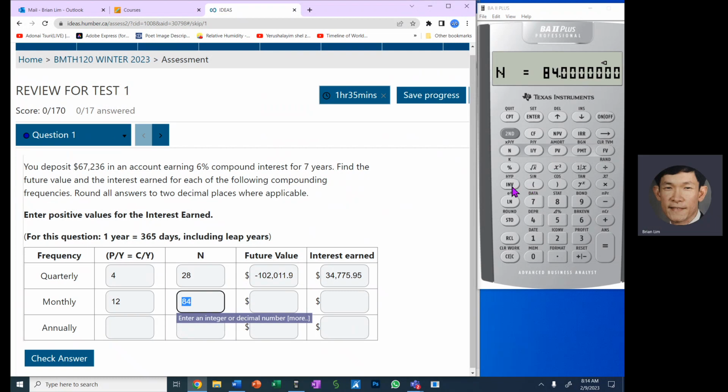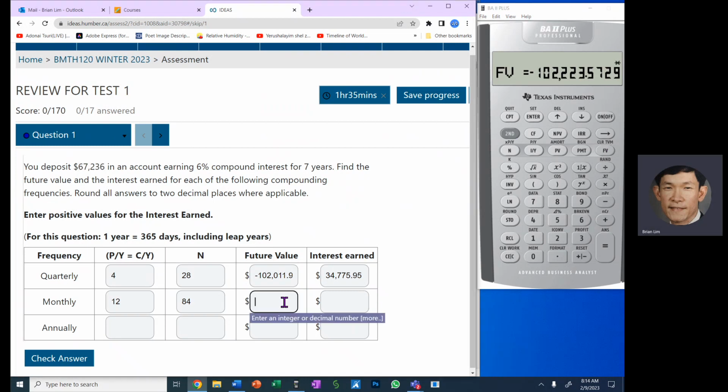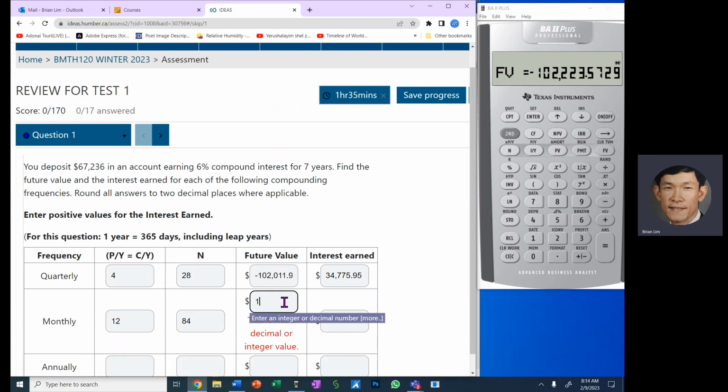Now the interest rate will remain the same. We can enter it at 6% right here, or we could recall IY, and there it is, 6%. Now the present value will also be the same, 67236. If you recall the present value, there it is. As well, the payment is still 0. So we can recall the payment, there it is, 0. And now we have to compute the future value. Why? Because N has changed. We can put the negative if we wish, or in this case, let's just leave it out. See how the computer marks it.